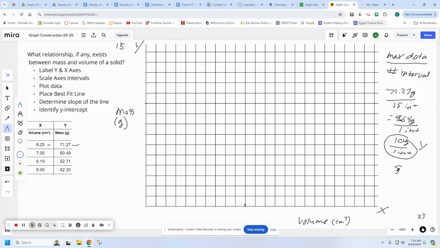So for the x-axis, I need to take that 8.25 grams and divide it by the number of intervals that we counted, which was 23. When I divide 8.25, which was my max volume, by the 23 interval boxes, I get 0.36 grams every interval.